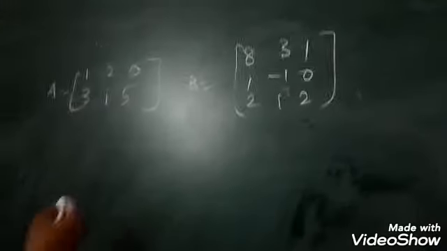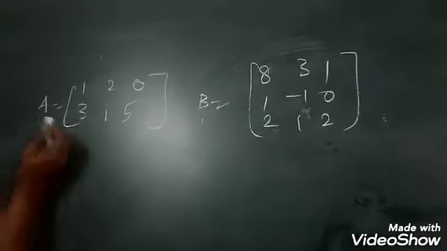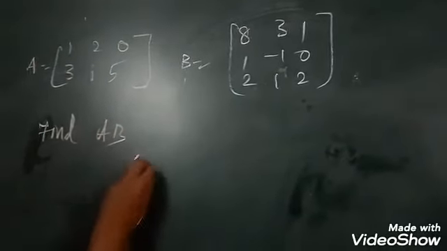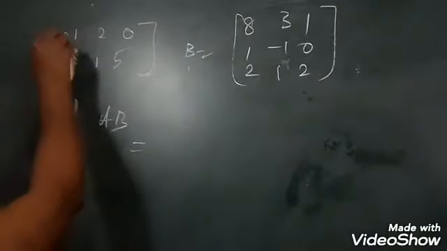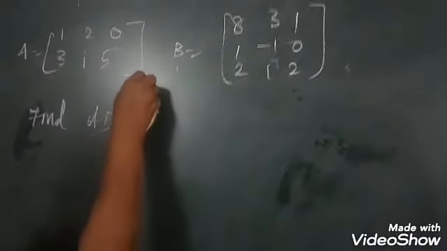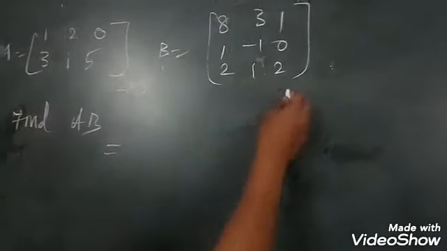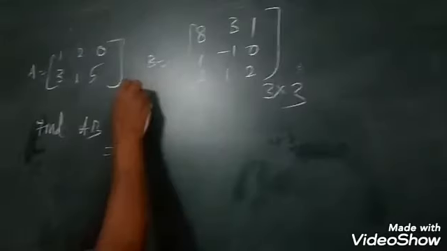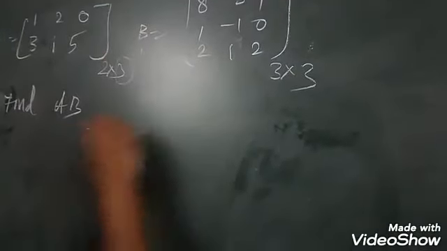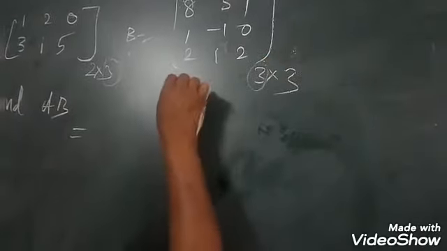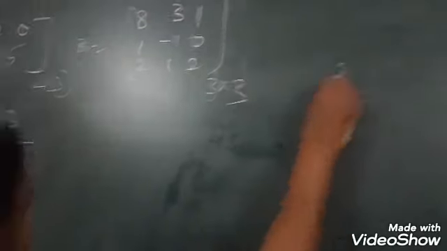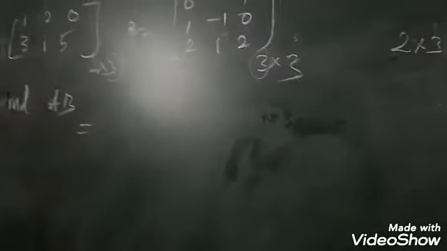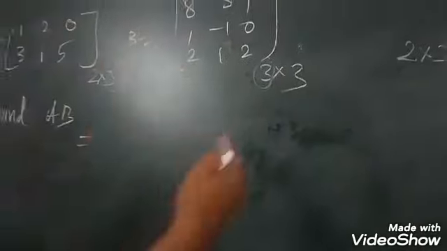Girls, another example for you, multiplication. Find AB. Okay, find AB. First, the A matrix rows and columns. How many rows? Yes, 2 rows 3 columns. Here, girls, 3 rows 3 columns. Okay, now see, the first matrix column and second matrix row should both be equal. So the product of the multiplication of the matrices will be 2 cross 3. 2 cross 3 means 2 rows 3 columns will come.